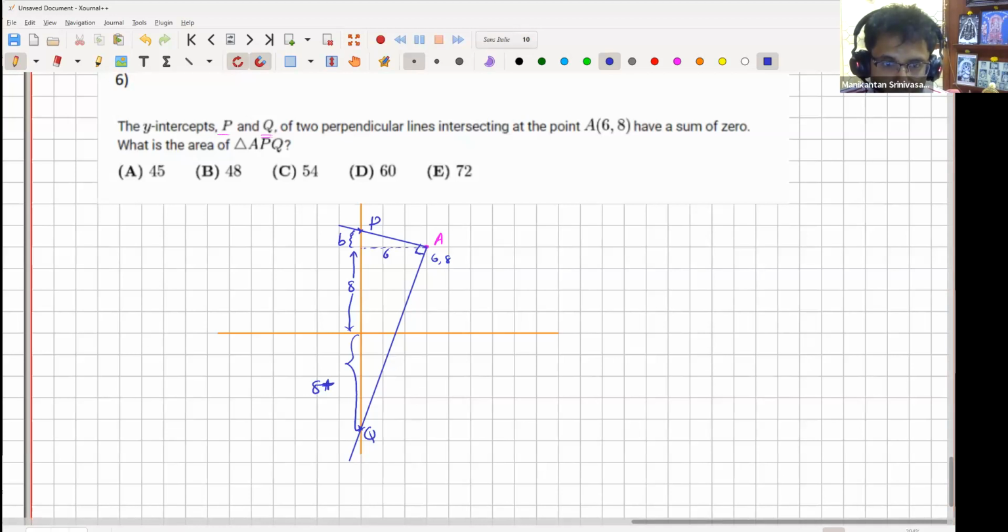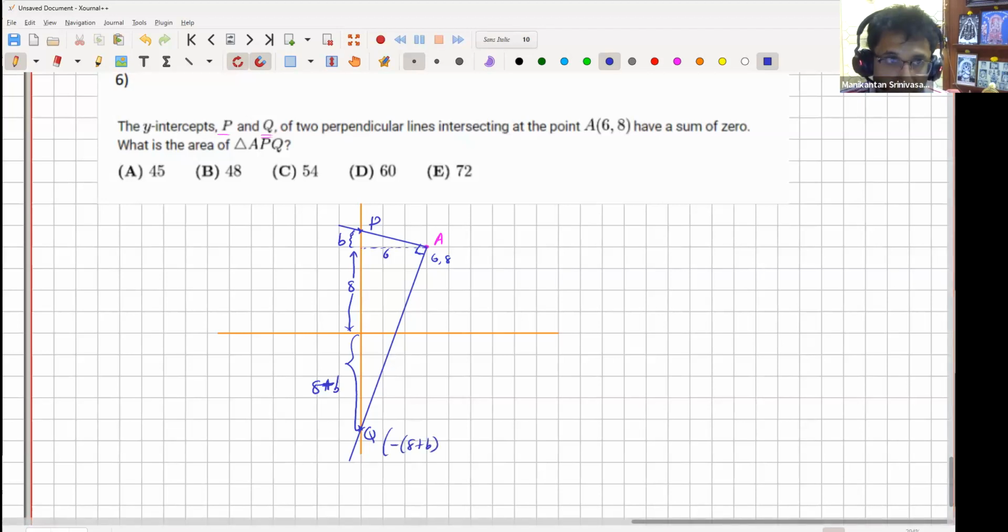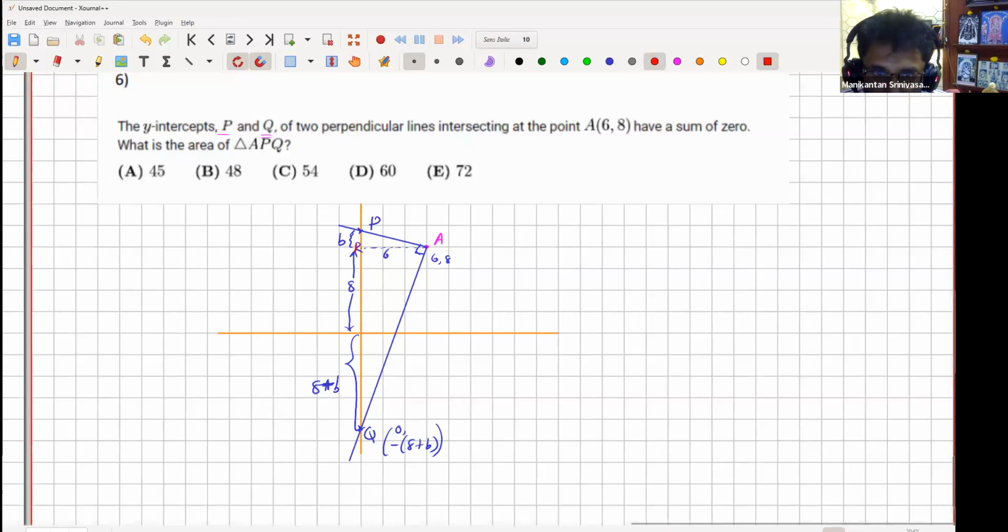So this length is 8 plus B, namely the coordinates of Q are 0, comma minus of 8 plus B, if at all you want to understand. But lengthwise, you understand this, right? 8 plus B. Now you can see, by similarity of triangles, so let's call this point R or something. I'll just mark this R.